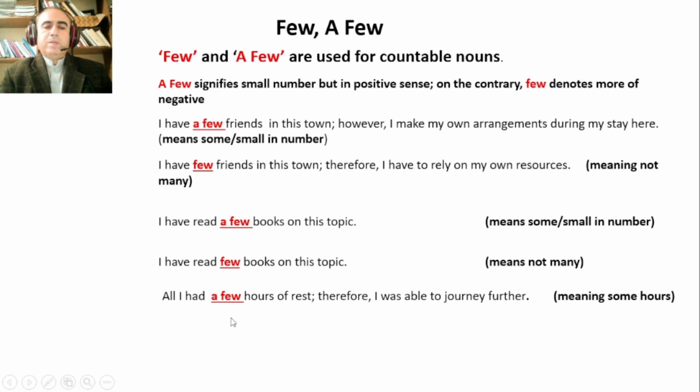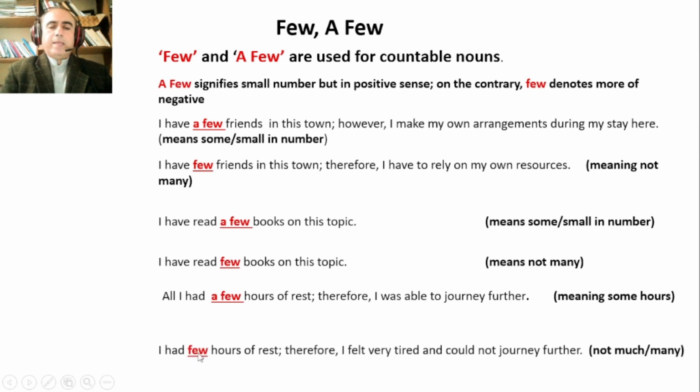Here is another example. I had a few hours of rest. Therefore, I was able to journey further. A few hours means rest of some hours, so he was able to journey further. So it is giving a positive sense. I had few hours of rest, therefore I felt very tired and could not journey further, meaning not many hours, giving a sense of negative.